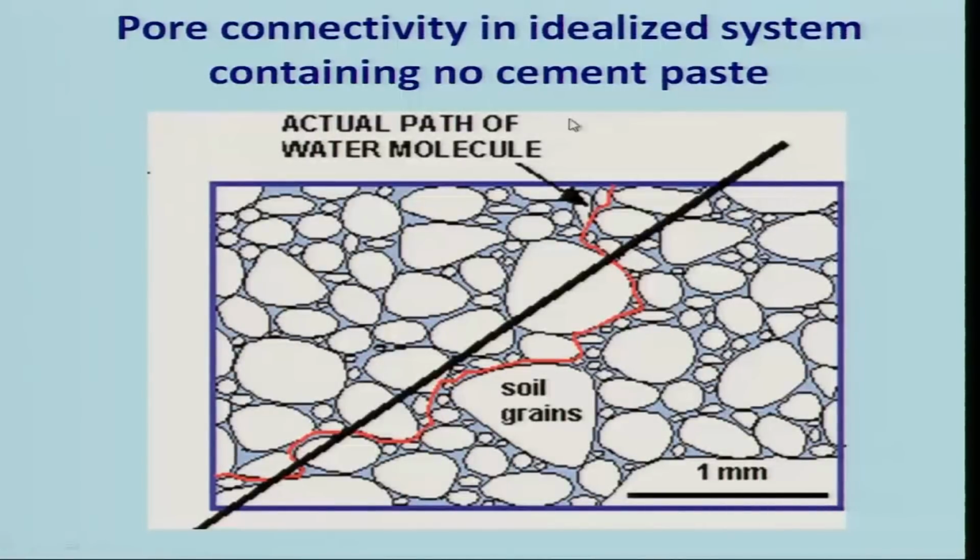If you take an idealized system where you have only aggregates, what you can see in the bluish portion is basically the water which can travel from one end to the other. Remember that this is an idealized system with no cement paste. So water basically takes the path from one void to another and finally goes to the other side. So pore connectivity is a very critical factor.